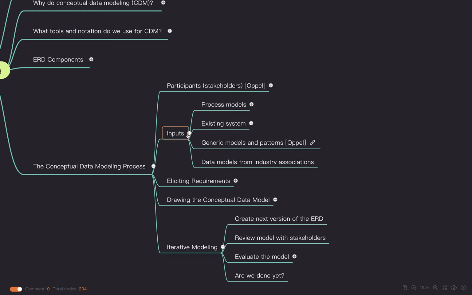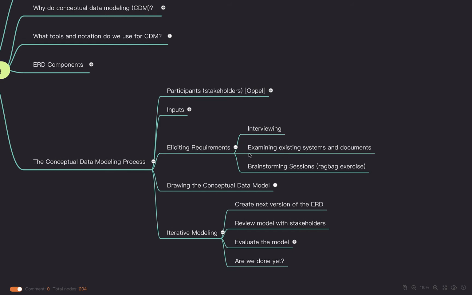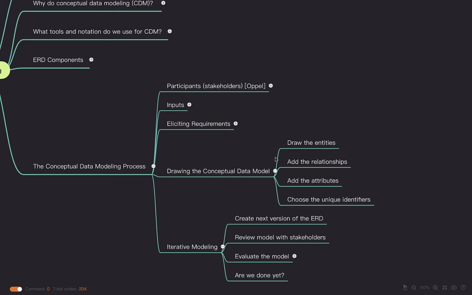There are also data models that are available even on the web from industry associations. You want to make sure that you work with the participants to elicit and document the requirements. So things like interviewing, examining existing systems and documents, brainstorming sessions like the ragbag exercise that we practiced at the beginning of this assignment. And then finally, the activity that we're working on now, drawing the conceptual model, right? So we draw the entities, we add the relationships, we add the attributes, we choose the unique identifiers. That's about where we are in the process.